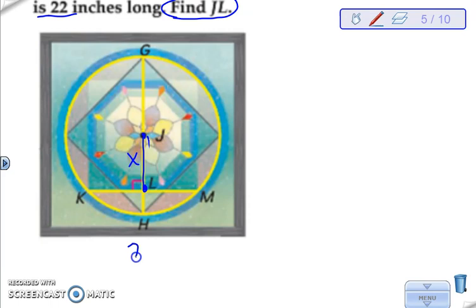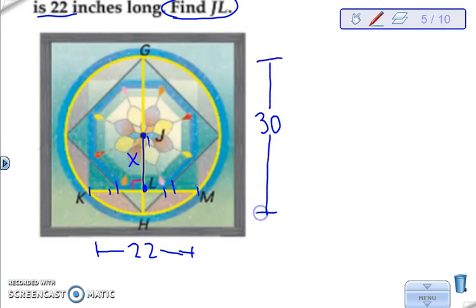So if there's 22 inches from K to M, we bisect it and know that there are 11 inches on either side of point L. Also, if the diameter of the circle is 30, we know that the radius is half of that, so there's got to be 15 inches from G to J. So we know that JL is less than 15, but we don't actually know how JL and JH split up to form the radius.